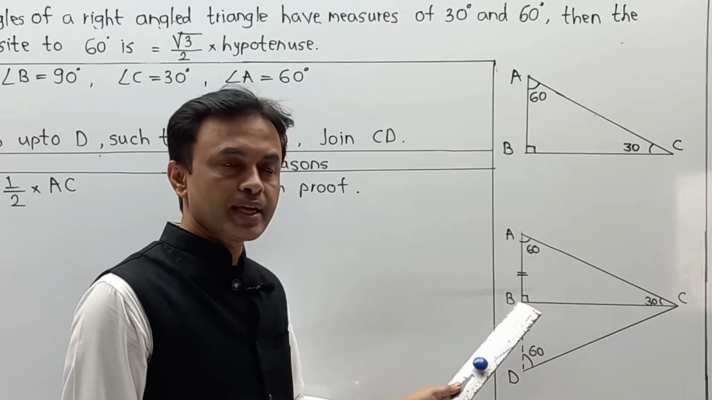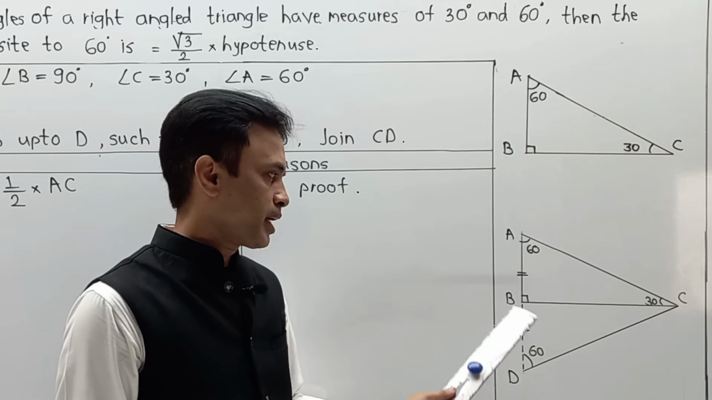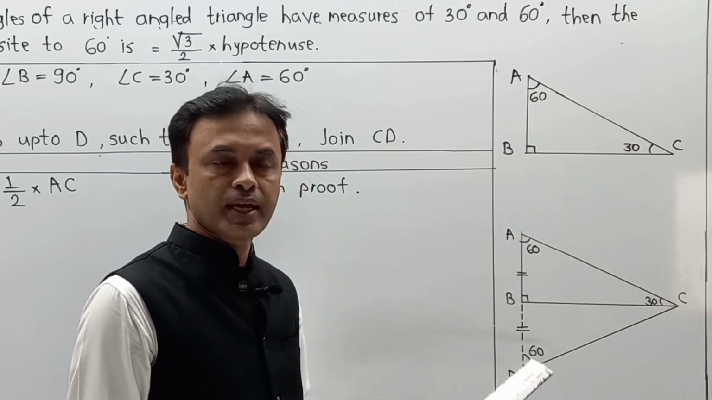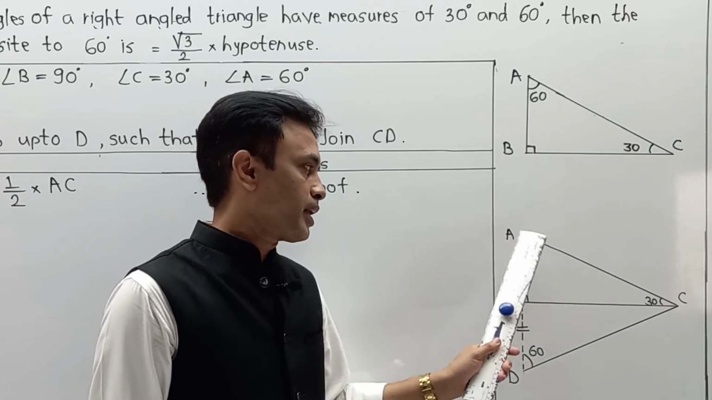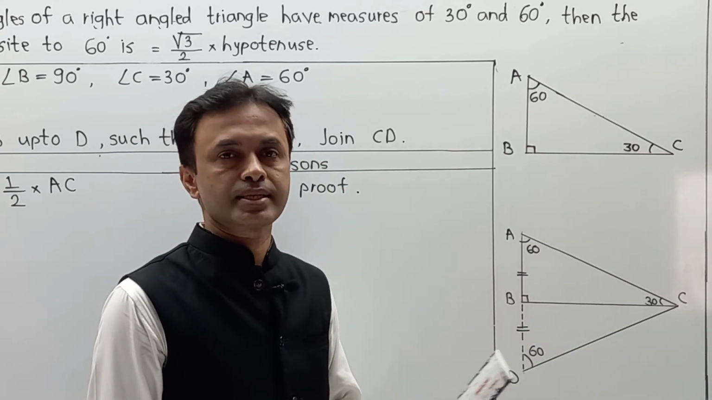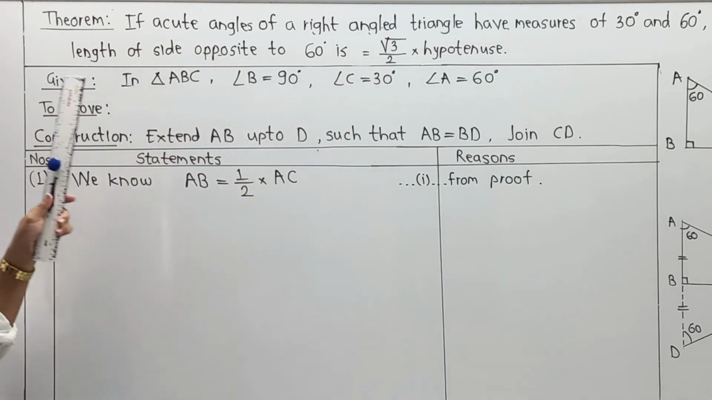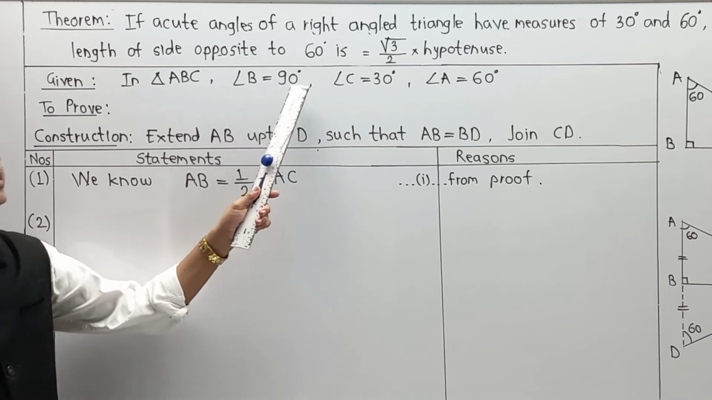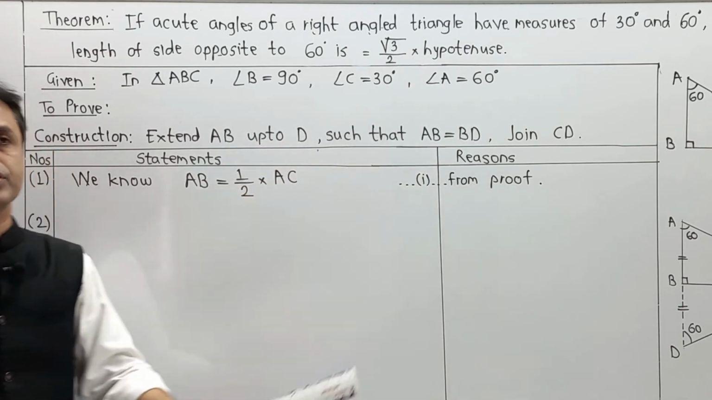Extend AB up to point D such that AB equals BD. Now these two sides are congruent, and after that entire part we come to the conclusion that AB is half of AC. Up to here the proof is used as it is. So the slant modification that we are going to do is that the given remains the same: in triangle ABC, angle B is equal to 90 degree, angle C is equal to 30 degree, and angle A is equal to 60 degree.